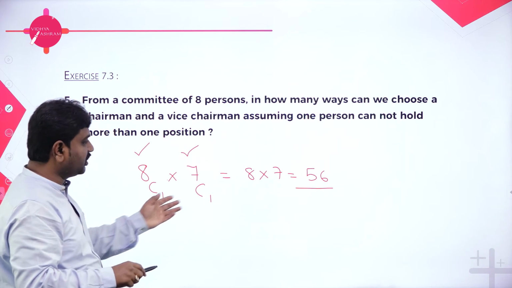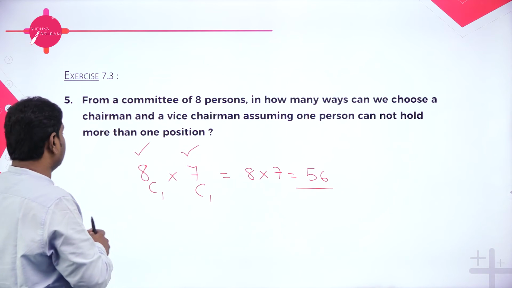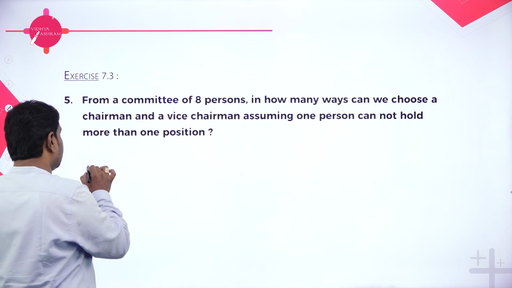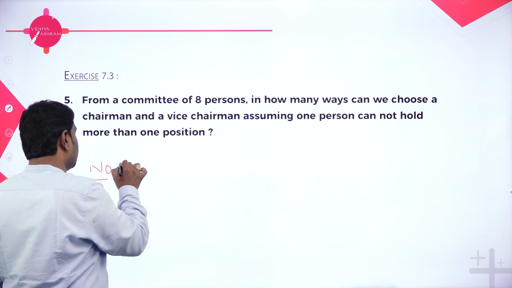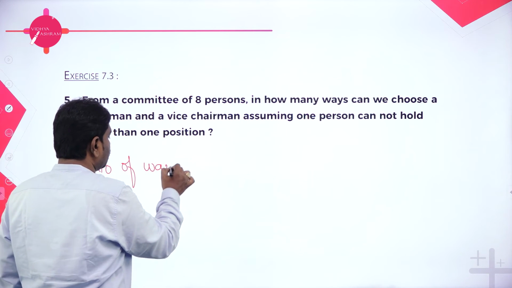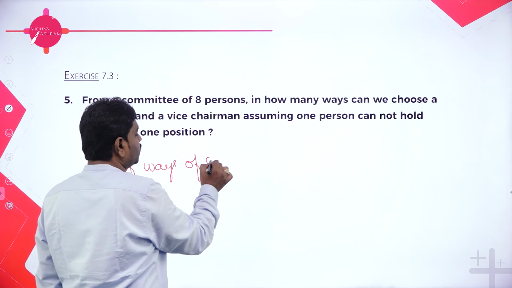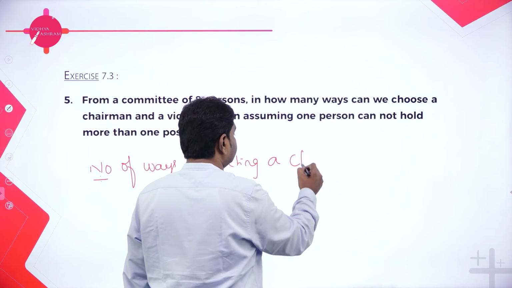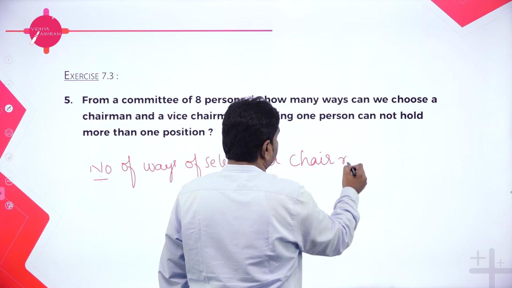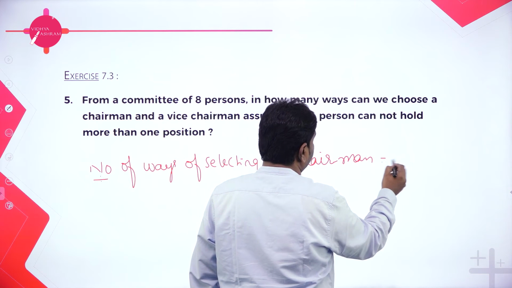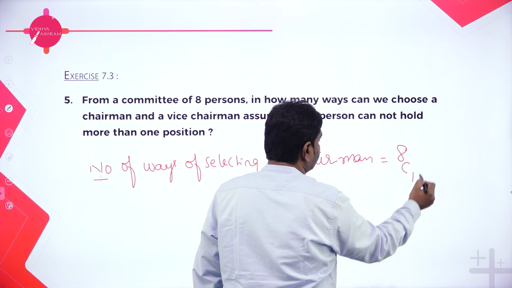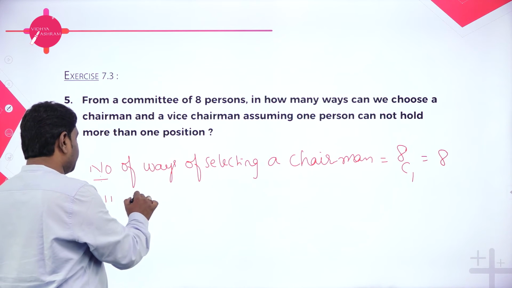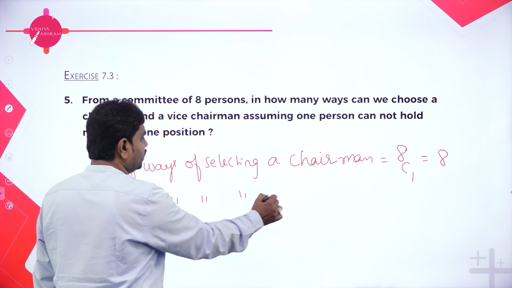In an entrance exam, you do like this. But in the board exam, this is not sufficient. So in the board exam, you should start like this. Number of ways of selecting chairman is equal to, out of 8 people, selecting 1 can be done in 8C1, 8 ways. And number of ways of selecting a vice chairman.